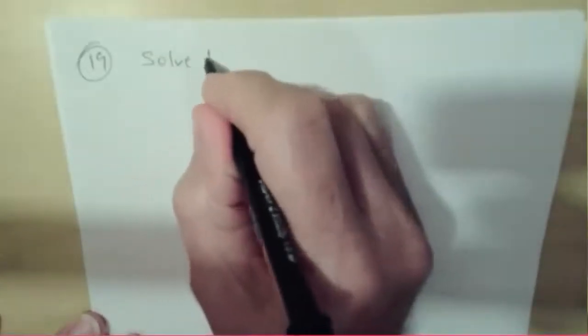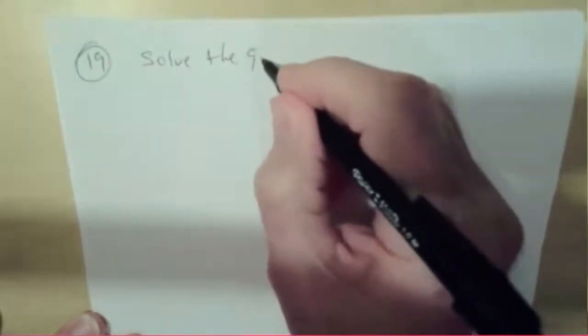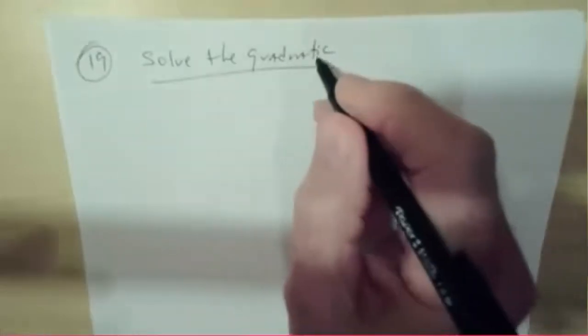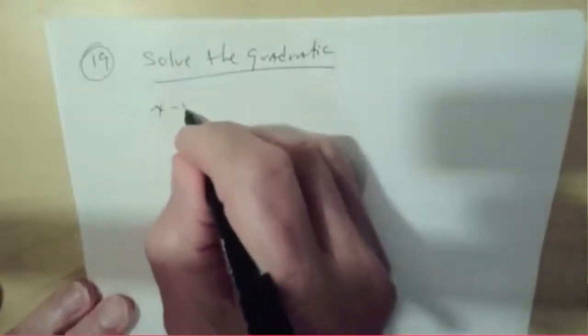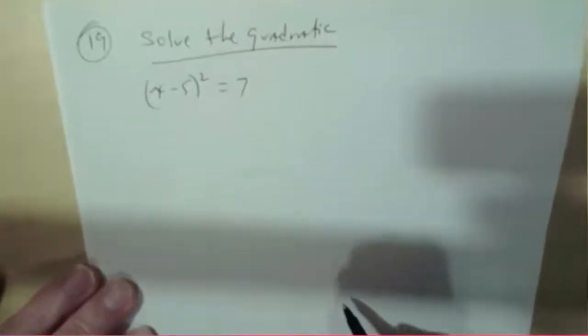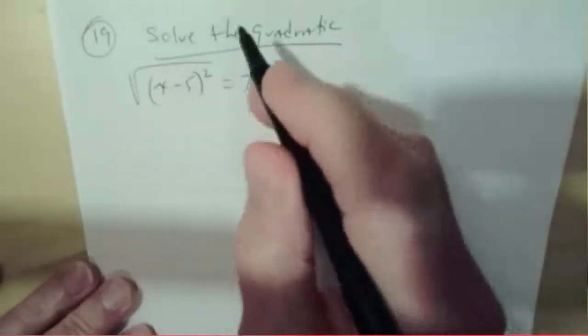19. Solve the quadratic. x minus 5 all squared equals 7. So how do we undo the square? Square root. Whatever you do to one side, you have to do the other.